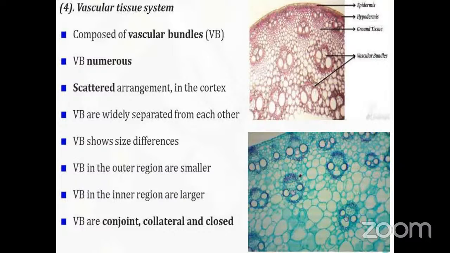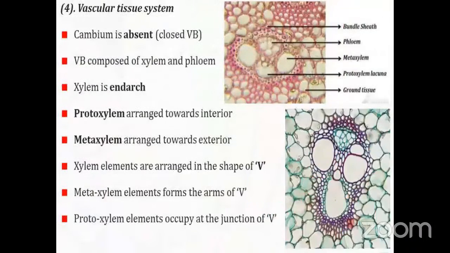The vascular bundles towards the periphery are smaller in size, and vascular bundles towards the inner region are larger. And vascular bundles are conjoined, collateral, and closed. Xylem and phloem are found together and adjacent to one another. Because cambium is absent, they are described as closed.